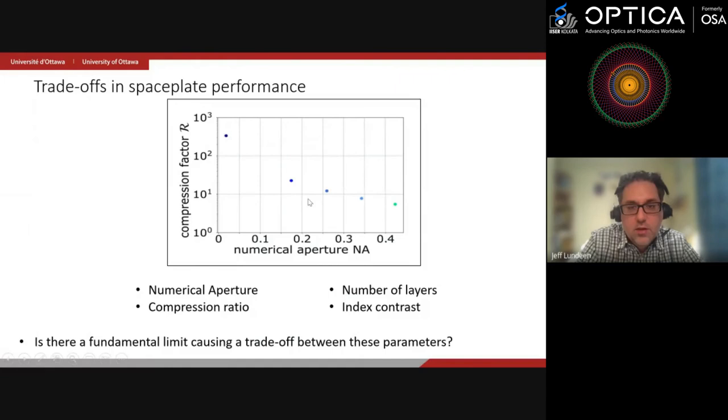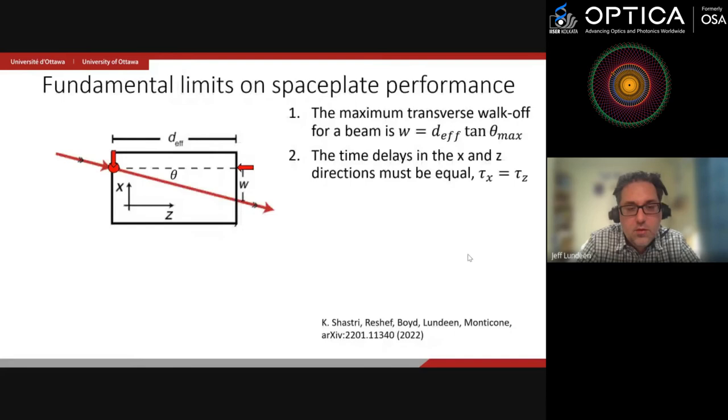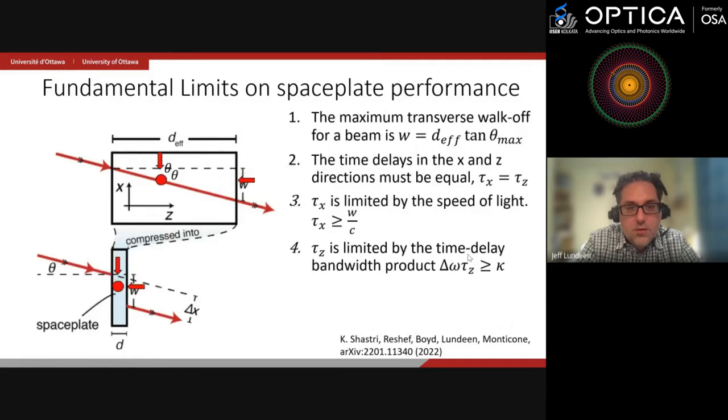And we also found that there was a trade-off between the number of layers, the index contrast, and eventually Francesco Monteconi showed there's a trade-off with the bandwidth. So there seems to be, at least when we try and design these things, trade-offs in their performance. And I will skip this because we're running out of time, and just say that with Francesco Monteconi, we studied these trade-offs theoretically.